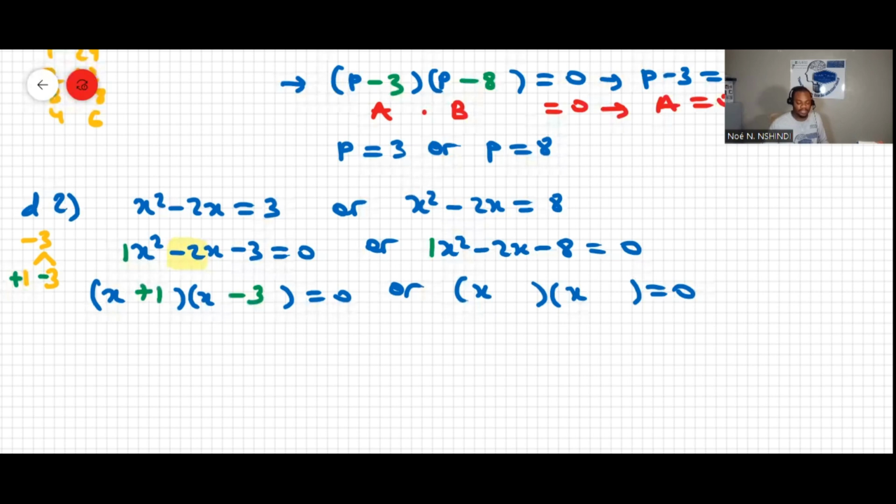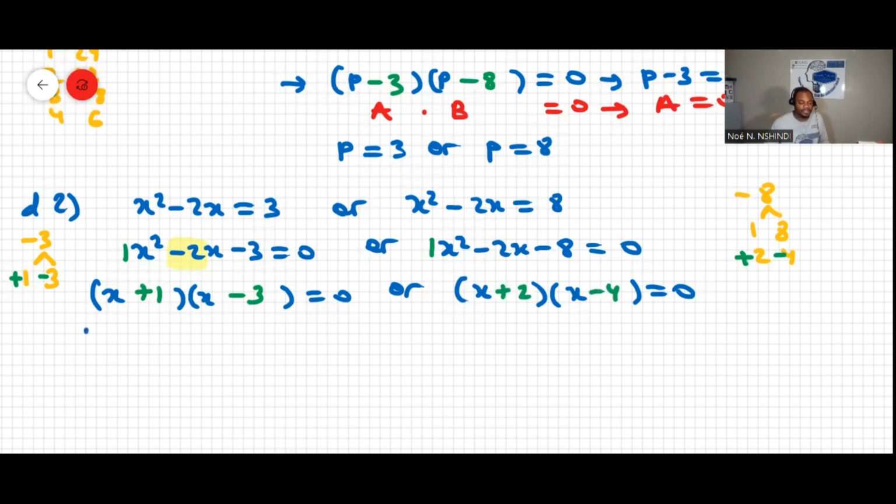Same also over there. We look at the last term, which is -8. The factors of 8 are 1 and 8, 2 and 4. If I need the sum equal to -2, I can't get -2 with 1 and 8, but with 2 and 4, yes, I can, if it's a +2 and a -4. So I say +2 here and then -4 there.